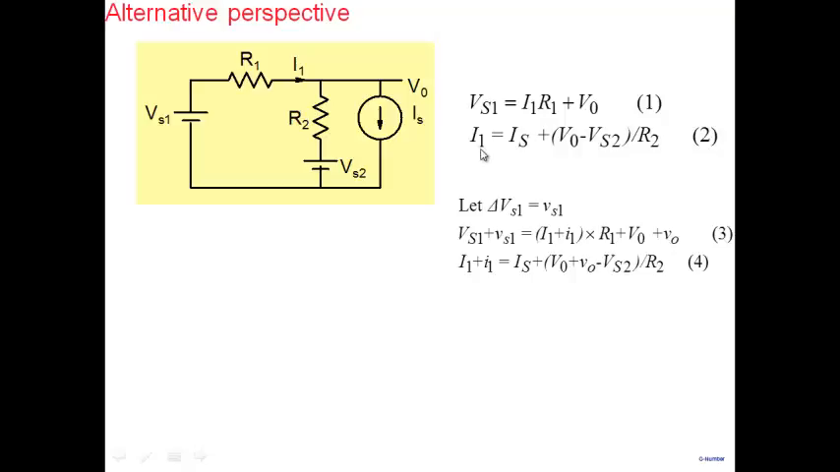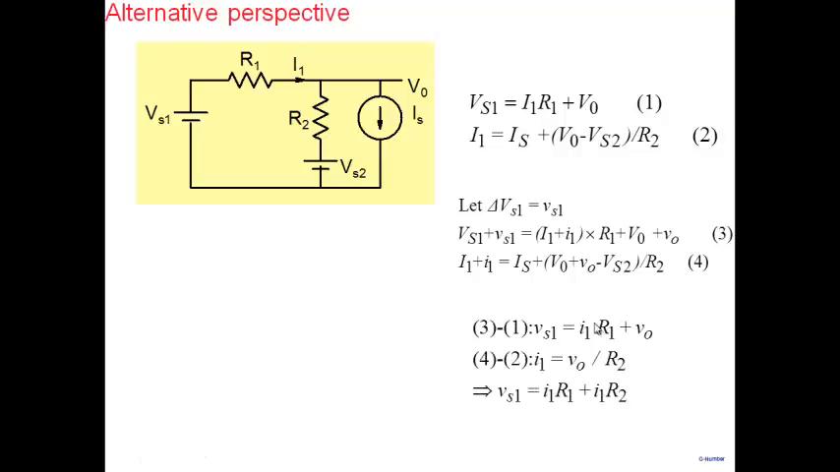Similarly, as a result of this change, this I1 changes here. Is is a constant, obviously doesn't change. This V0 will change by a small amount v0 here. Vs2 is a DC voltage which I'm not changing, so I keep it as it is, and R2 as it is. Right? So we get these 3 and 4 here. Now what we can do is subtract 1 and 2 from 3 and 4 and get these equations.